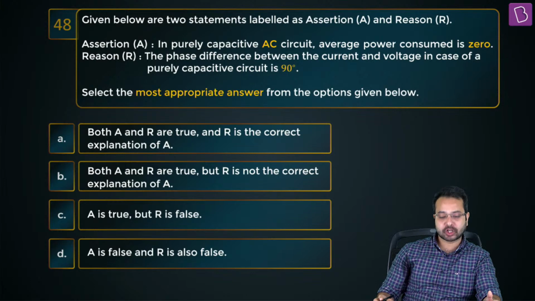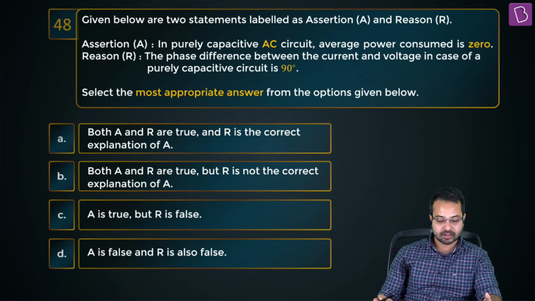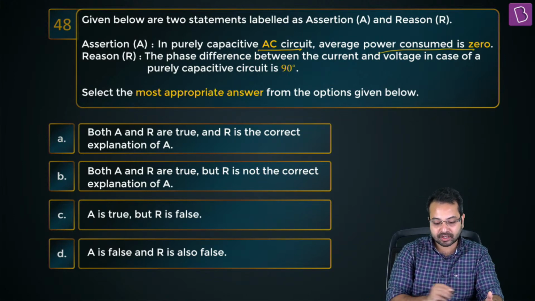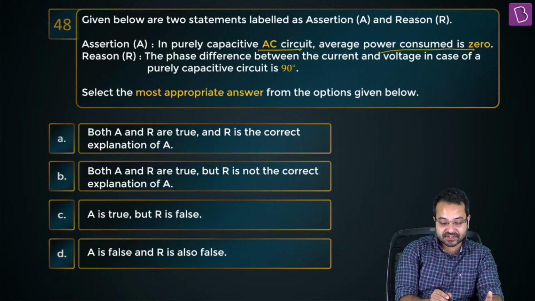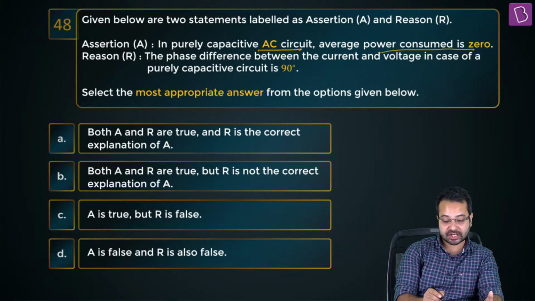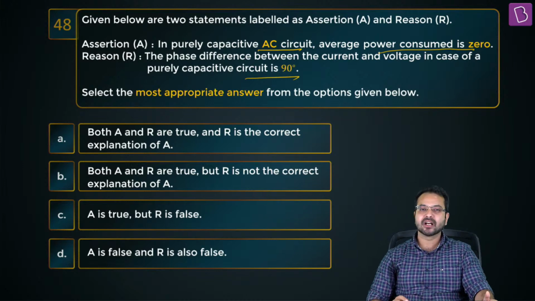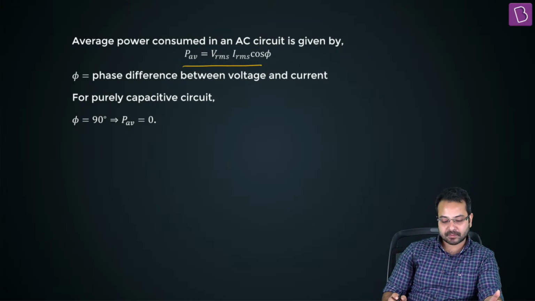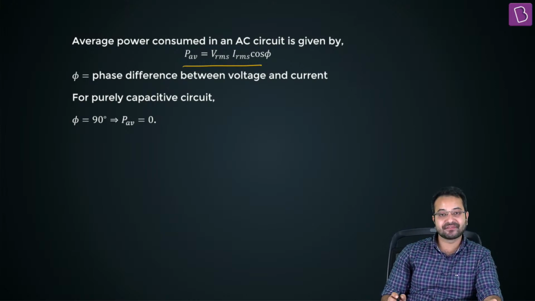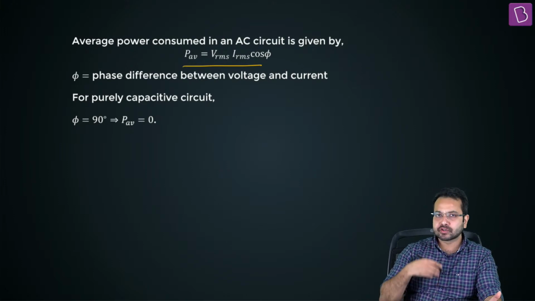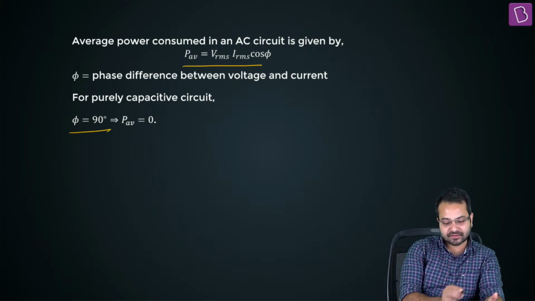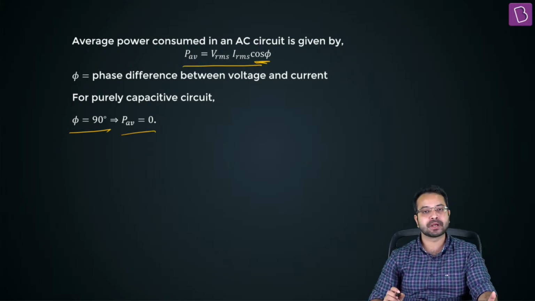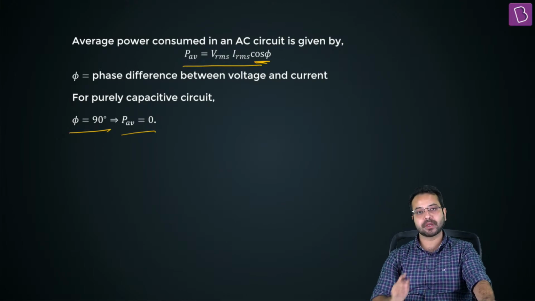Next, given below are two statements labeled assertion and reason. Assertion is, in the purely capacitive AC circuit, average power consumed is 0. The reason is the phase difference between the current and voltage in case of a purely capacitive circuit is 90 degree. Okay, so what is the average power consumed? It is Vrms into Irms into cos phi. And what is phi? Phi is the phase difference between the voltage and current. So for a purely capacitive circuit, phase difference is going to be 90 degree. So cos 90 degree is going to be 0. Hence the average power dissipated in a purely capacitive circuit is going to be 0.